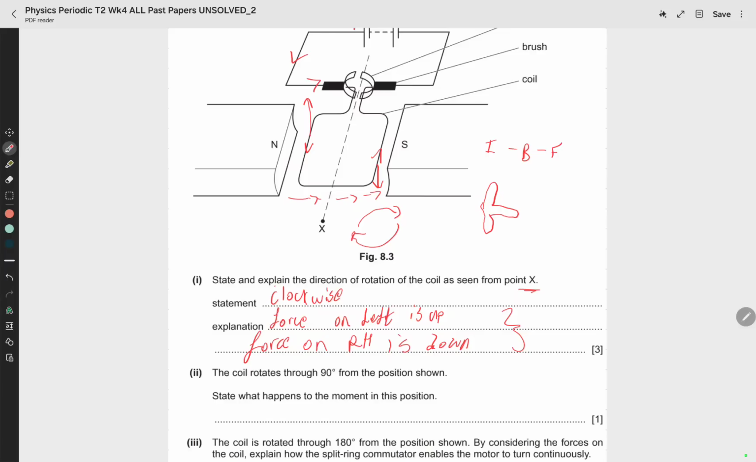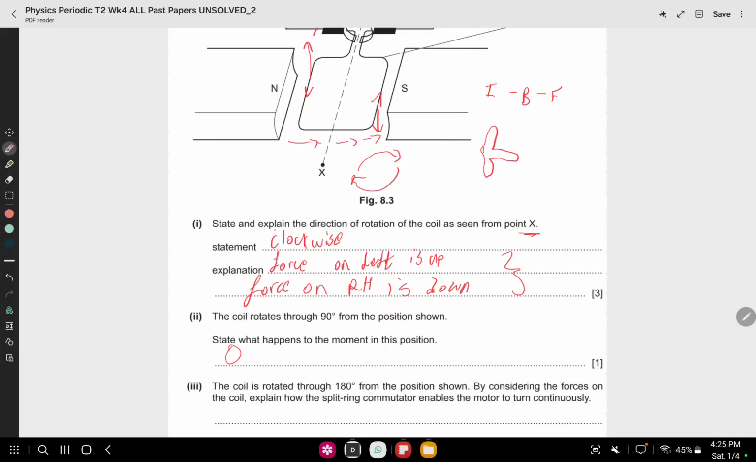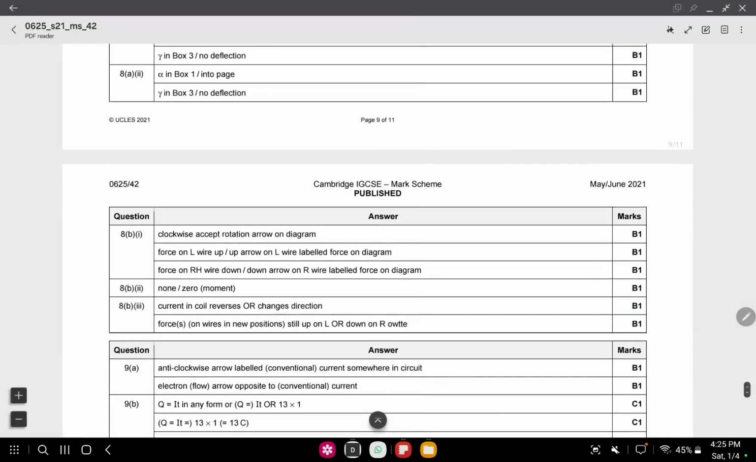How can you confirm this as well? There's going to be no more current when it's perpendicular. Why? Because over here, you see this, it's going to lose contact with the brush, with the split ring commutator. Over here, when it rotates, خلاص, the wires are going to be in contact with this gap, okay, when it rotates 90 degrees. So you could say, what's going to happen to the moment? Zero. That's it. Okay, you can see over here, zero moment.